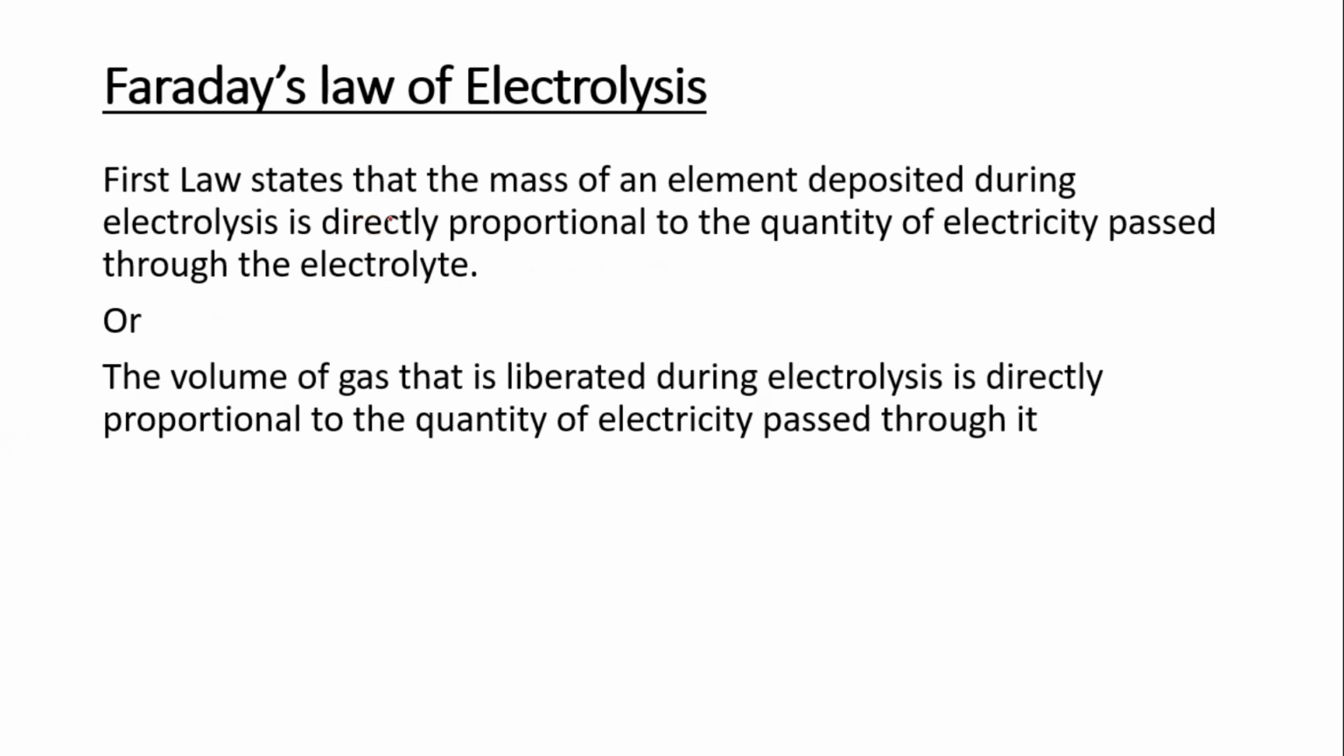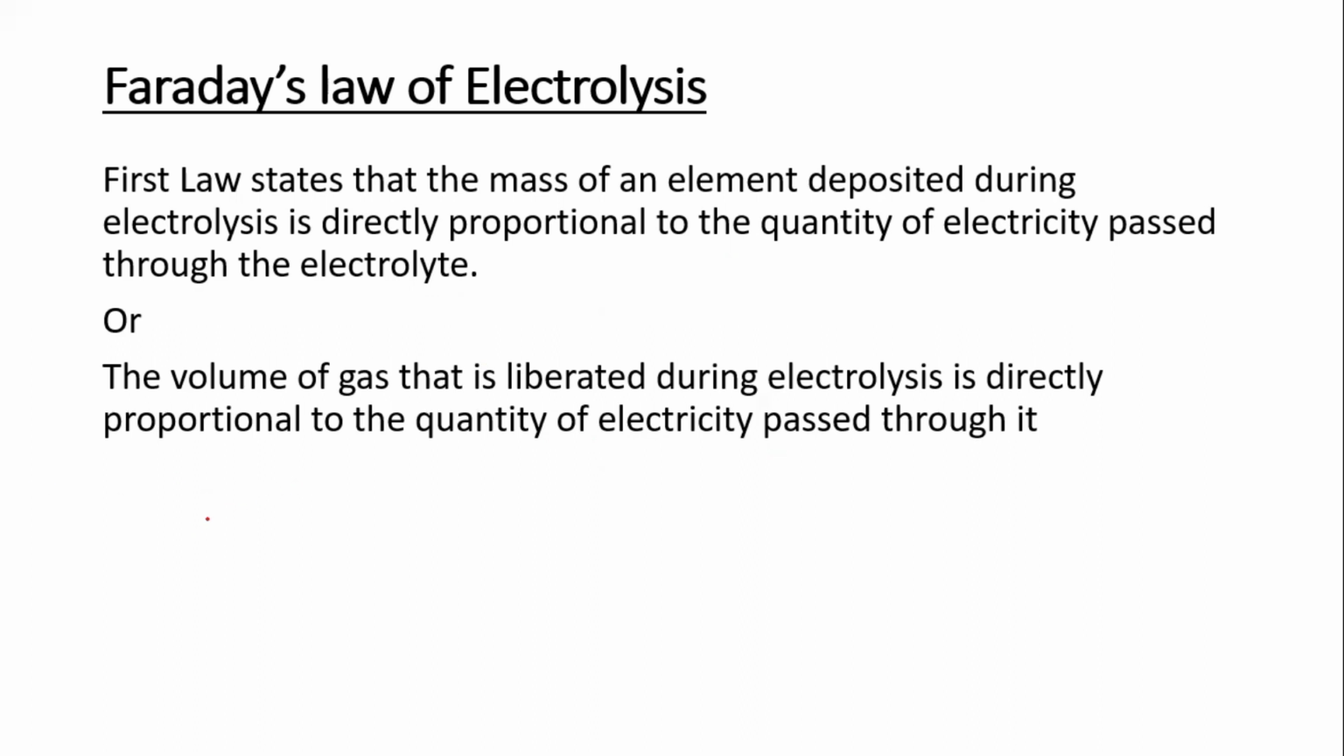The first law of electrolysis by Faraday states that the mass of an element deposited during electrolysis is directly proportional to the quantity of electricity passed through the electrolytes. Or we can also say that the volume of gas that is liberated during electrolysis is directly proportional to the quantity of electricity passed through it. Now let's talk about the mass in terms of mass deposited of an element.